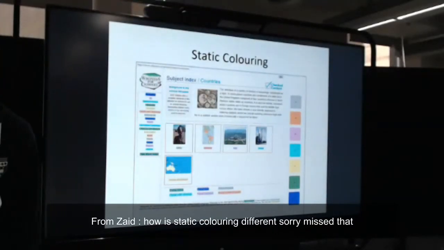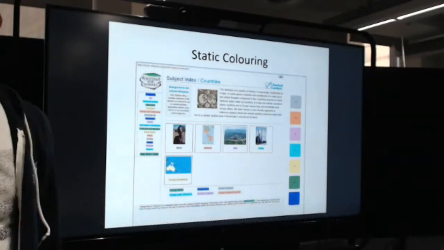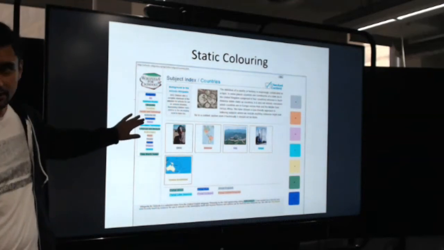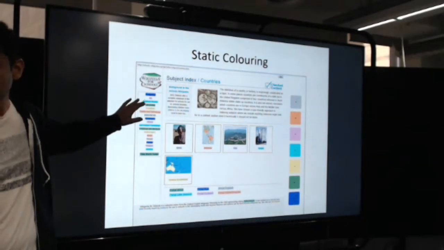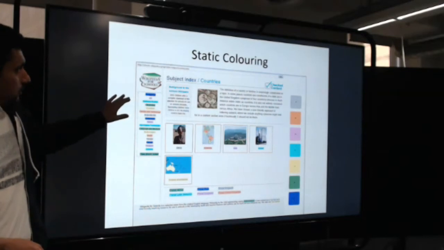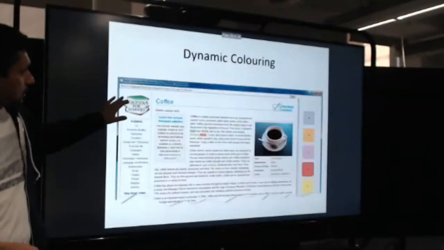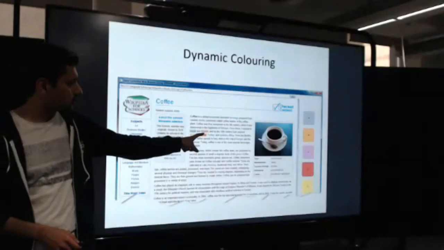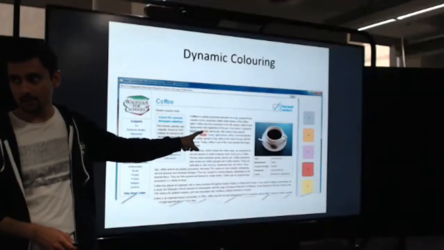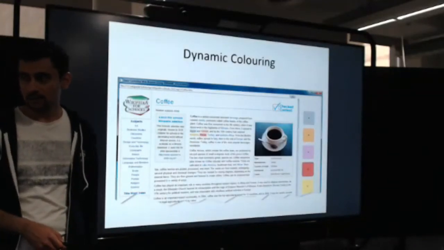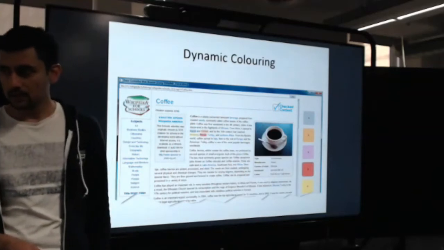I have a question. He is asking, how is the static coloring different? Sorry, I missed that. Okay, yeah, so the static coloring highlights each link as soon as the page loads, whereas the dynamic coloring only highlights the links when a gaze is detected in the vicinity. Does that answer the question?